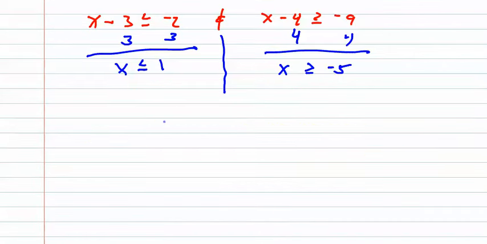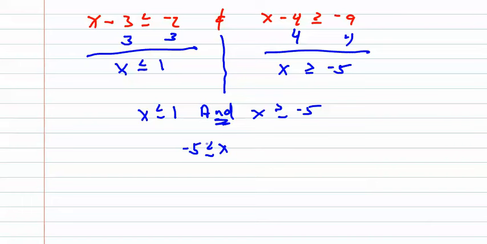Now we're asked to solve this, so I say x less than or equal to 1 and x is greater than or equal to negative 5. Or I could write x greater than or equal to negative 5 less than or equal to 1. Again, small number goes here, big number goes there, and x is in between.